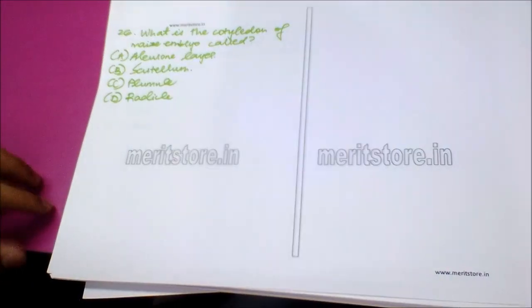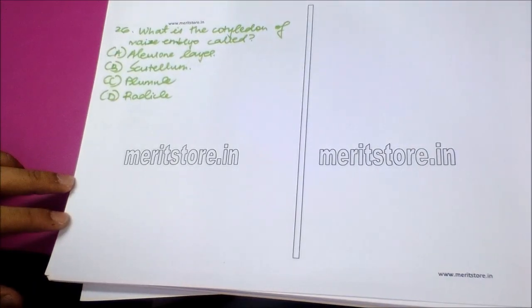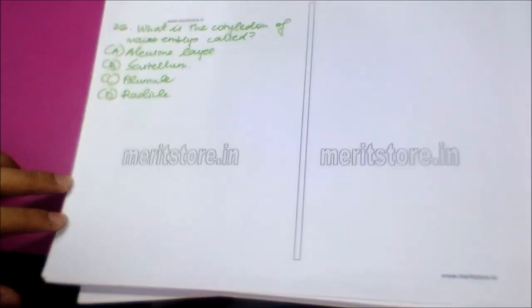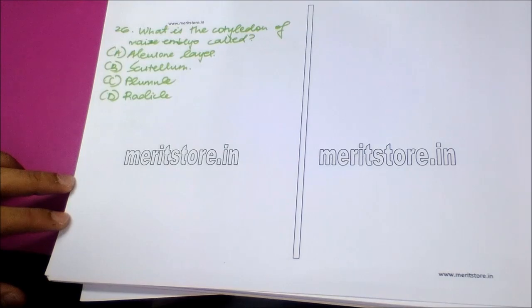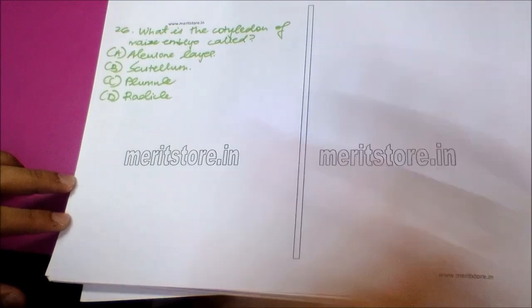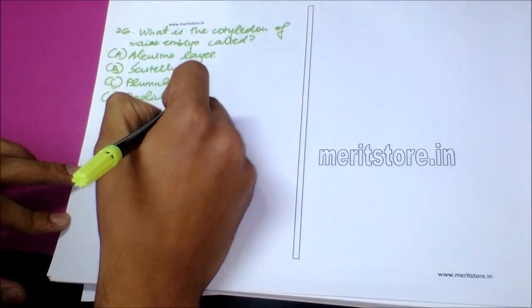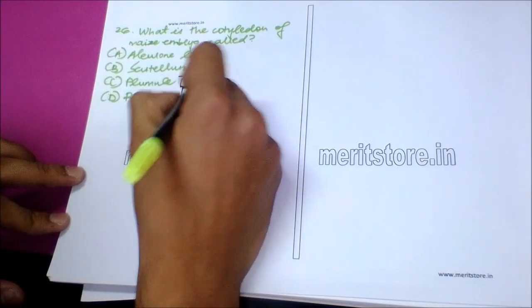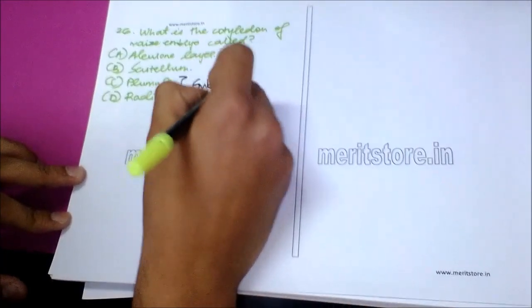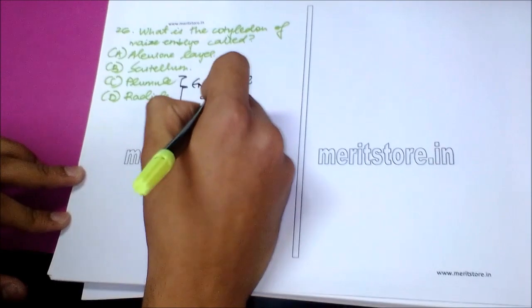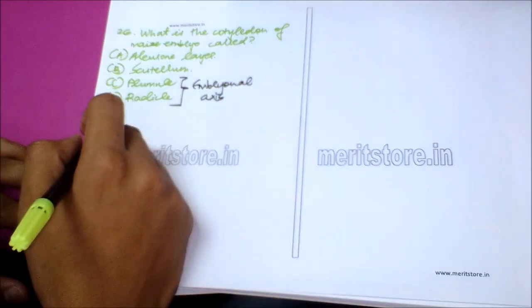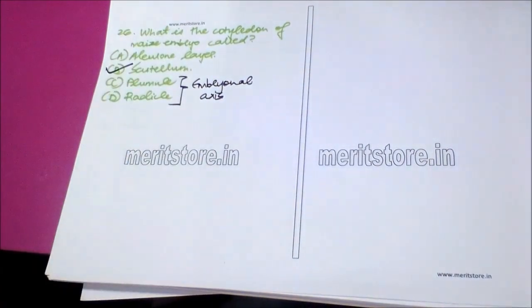What is the cotyledon of maize embryo called? Option A, aleurone layer, option B, scutellum, option C, plumule, and option D, radicle. The plumule and the radicle are a part of the embryonal axis. While in case of maize, the cotyledon is known as the scutellum.